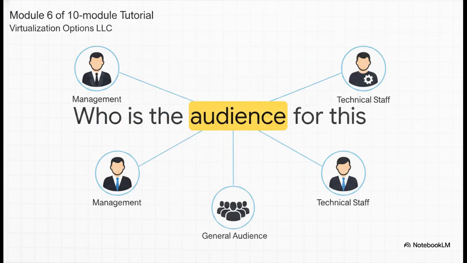Question 4. Who is the audience for this output? Guys, this is a brilliant shortcut. By simply stating the audience, like saying, "Hey, write this for a non-technical manager," you automatically calibrate the AI's tone and complexity. You don't need to write out huge paragraphs explaining exactly how it should sound. Just defining the audience does all the heavy lifting for you.